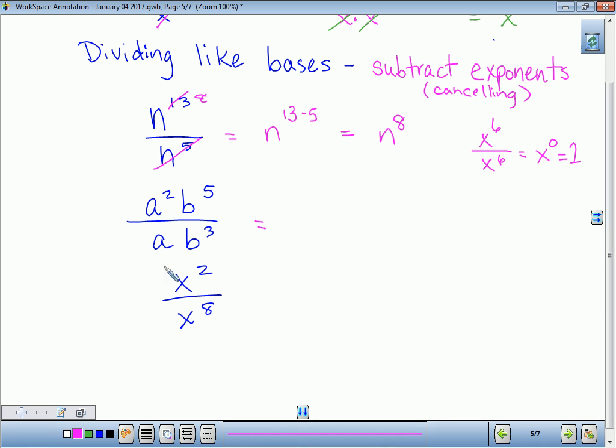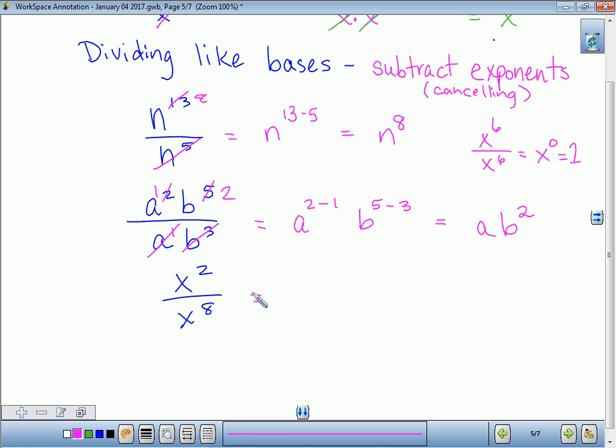Okay, so let's do the subtraction here. This a in the denominator is to the understood first power. So when we do the subtraction, we're doing 2 minus 1. And then we have 5 minus 3. So this simplifies to a times b squared. Okay, or we could say canceling. This one cancels with 1 of those and leaves 1. 3 of these cancel with 3 of those and leave 2. So we're left with an a to the first b squared. Same thing.